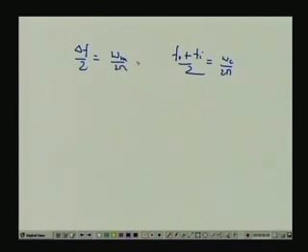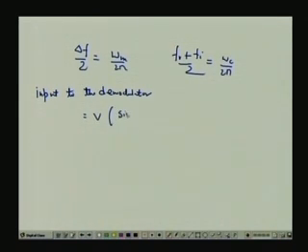If it is there, so quite obviously I can write here the input to the demodulator is equal to V sin (omega c plus omega m) t plus sin (omega c minus omega m) into t.